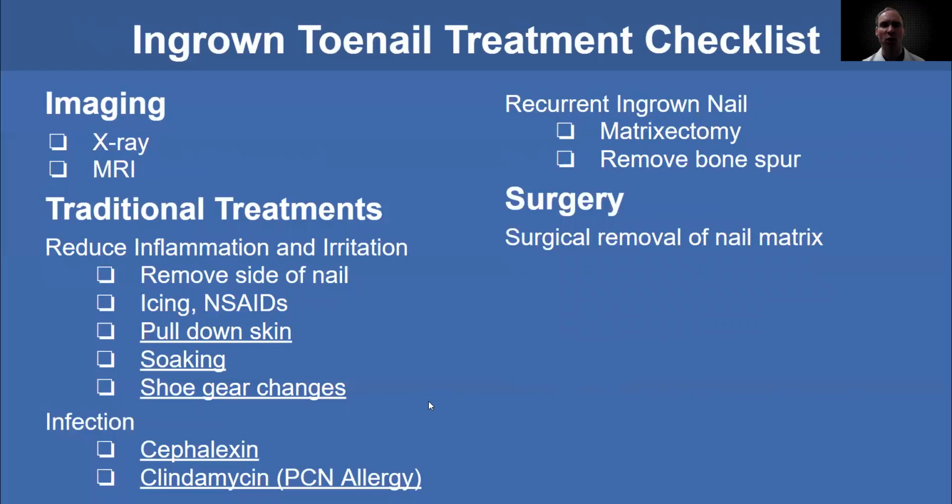When would I use an x-ray? I would use an x-ray if it's a recurrent ingrown toenail and I'm concerned that they may have a bone spur. Same thing with an MRI, it would be more for a bone spur, or if there's a really bad one and I'm concerned about an infection into the bone.